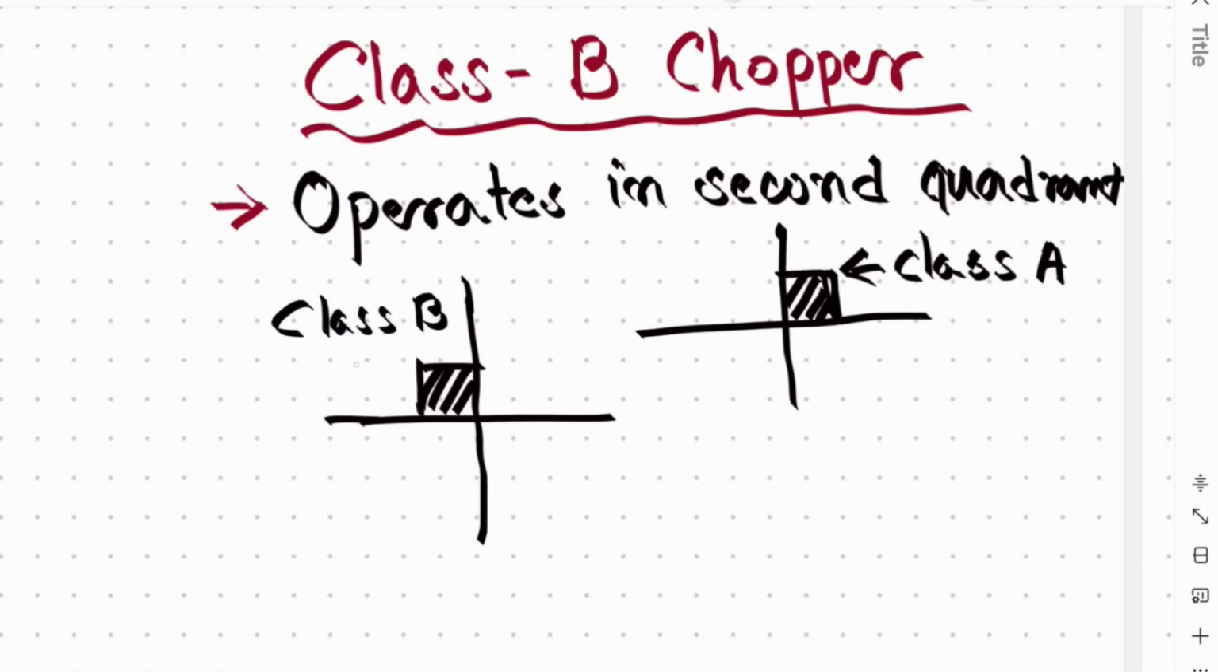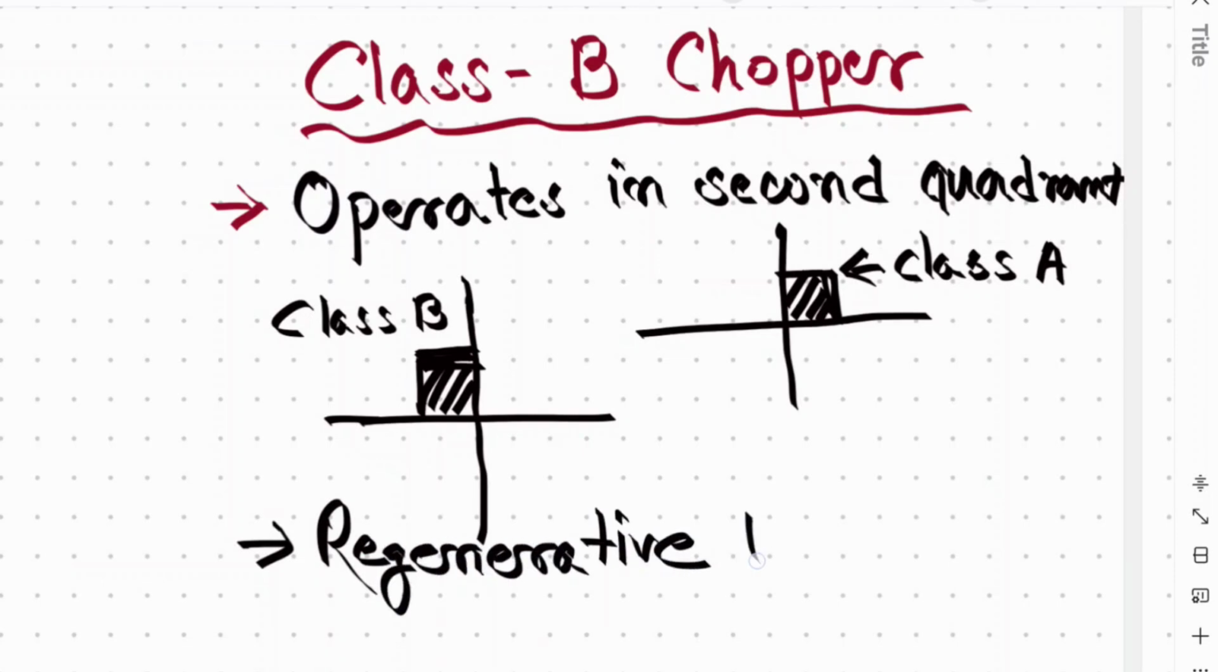In class B, voltage is positive but current is negative. This means the load actually returns power back to the source, which is nothing but regenerative braking.